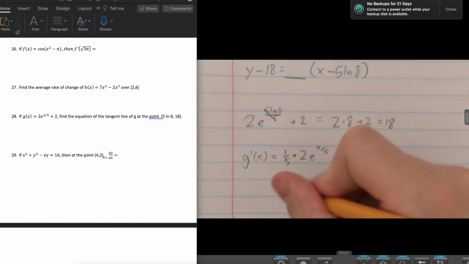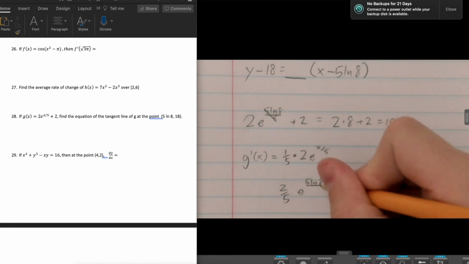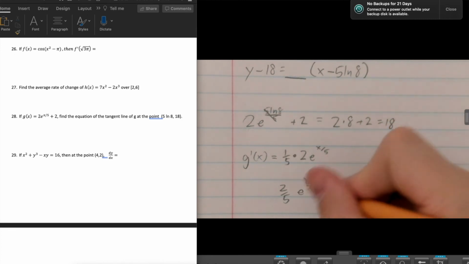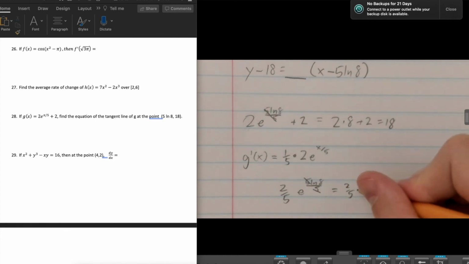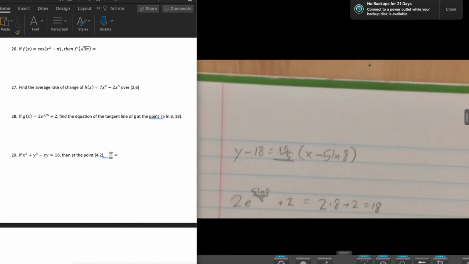So we have essentially 2/5 times e to the 5 ln 8 over 5. And we get a similar story here. The 5's cancel. Now e and ln are like inverses of each other, so they're just going to cancel out. So we have 2/5 times 8. And so it turns out the slope is 16 over 5. And we put that into our equation, and we're done.